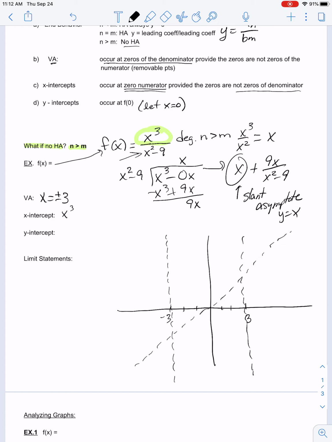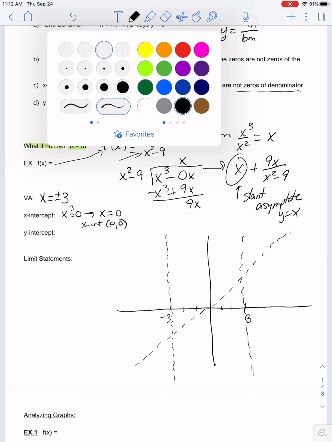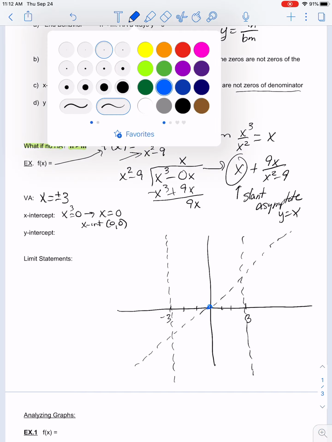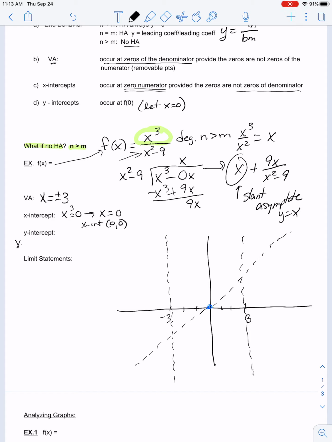we could say that x to the third equals 0. So if that's the case, that means that x equals 0 is your x-intercept. And if you plug that in, you're going to have an x-intercept at 0, 0. Okay, so we're in here at 0, 0. So we're right on that asymptote line. While we're at it, let's go ahead and let's grab our y-intercept. So that means you're going to let x be 0. So f of 0, well, this isn't real exciting here. You're going to have 0 over -9, which again is going to give us the ordered pair 0, 0. So we have a y-intercept at that same blue dot.